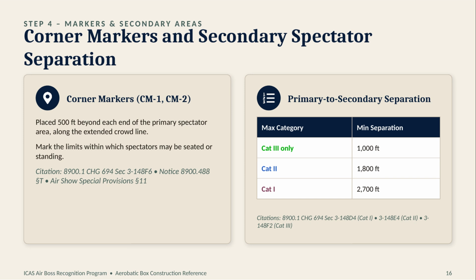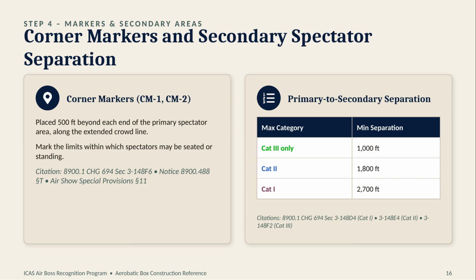The separation distance between primary and secondary spectator areas, and it scales with your outermost aircraft category, same pattern as box depth. If Category 3 is your maximum category, the minimum primary to secondary separation is 1,000 feet. If Category 2 is your maximum, it's 1,800 feet. If Category 1 is your maximum, it's 2,700 feet. Each of these has its own citation.